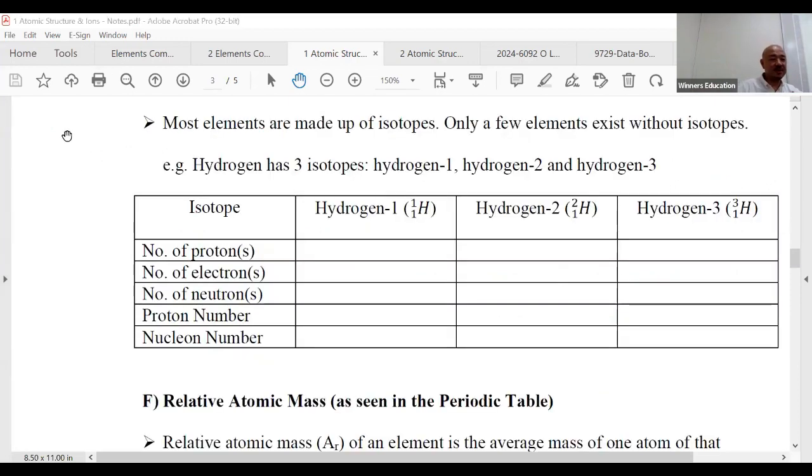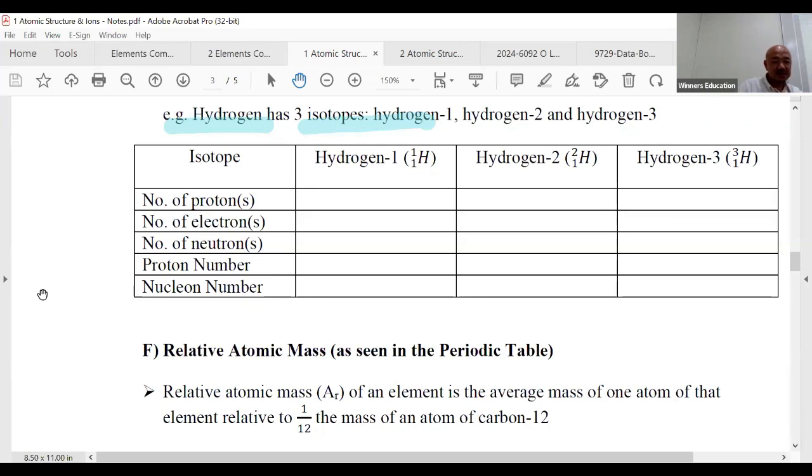Okay, ladies and gentlemen, here we go, the formal introduction. Most elements are made up of isotopes. Only a few dozen exist as a single type. Let's take them as all having isotopes. Take a look at hydrogen. Hydrogen has 3 isotopes, and I'm going to use this example and it will be very clear.